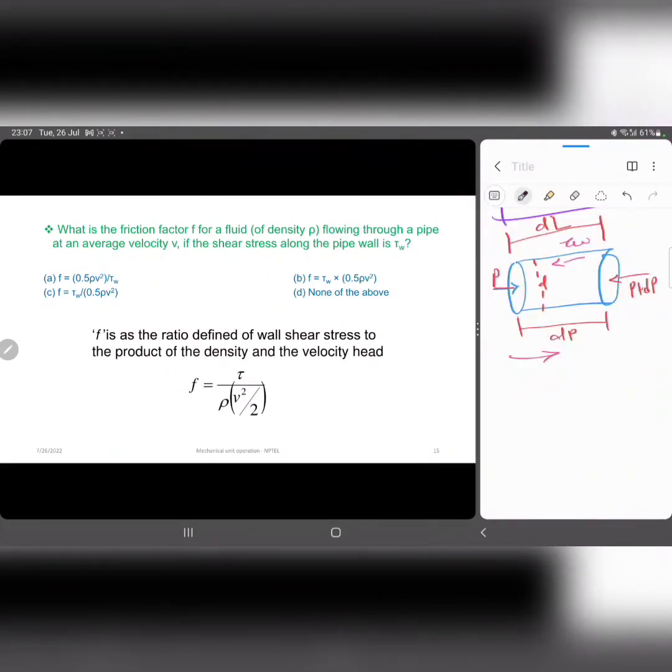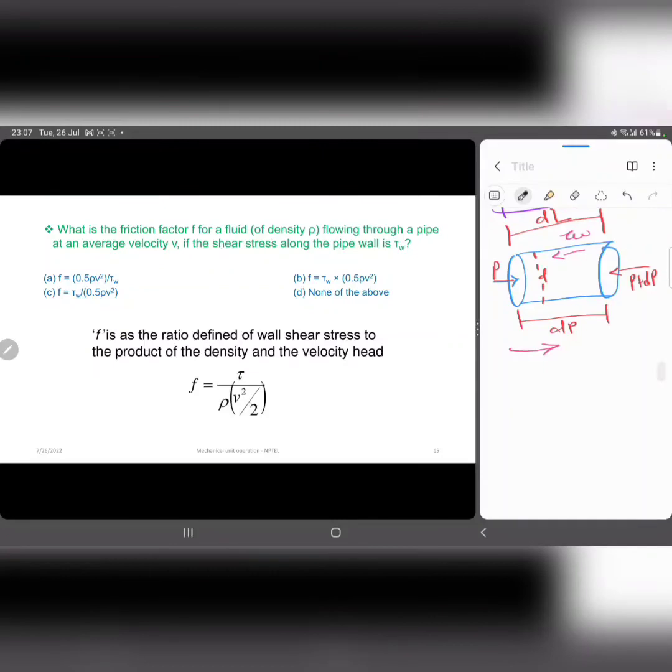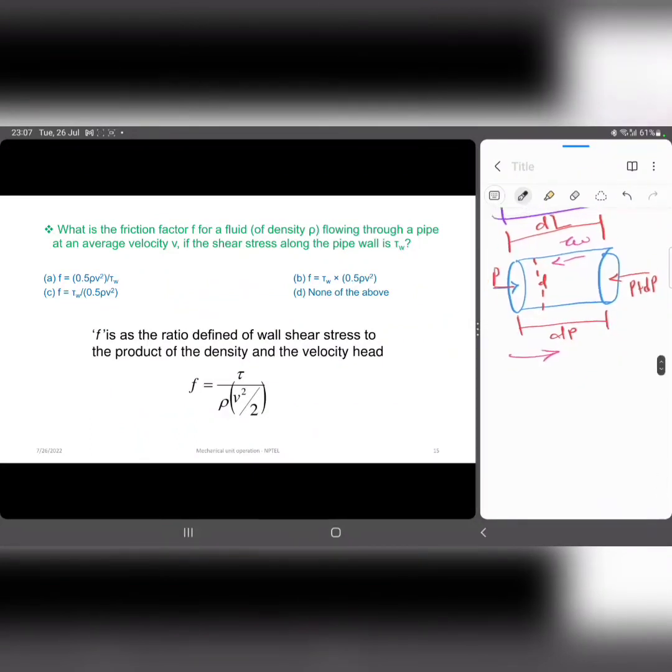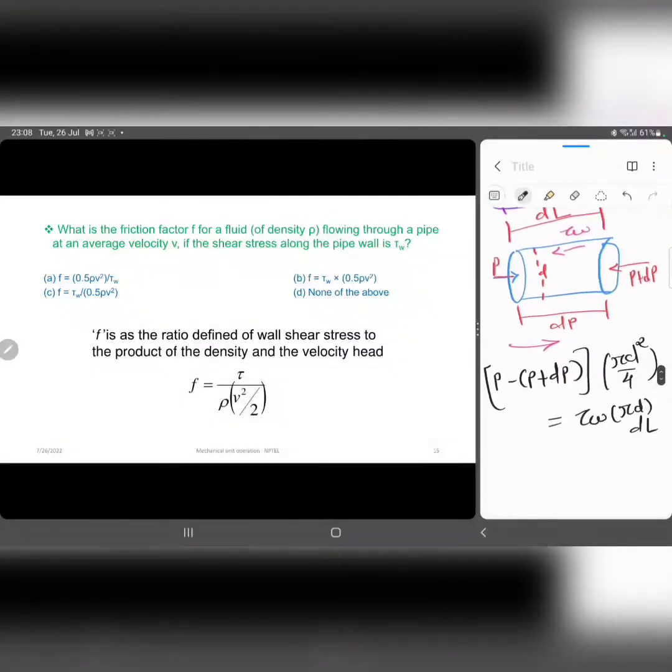Now we will prove the relation. We are just performing the force balance in this pipe. Then you will get P minus P plus dP. This is a pressure, and pressure is multiplied with area, so it converts into force. It is equal to, at the other end, the shear stress, which also has a unit of pressure, so we also use the area. So this is the equation, if you can recollect it now.